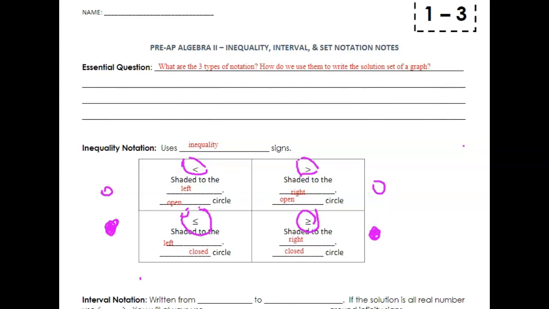An example might be that you have all x values that are less than 1. And here's my number line, and here is 1, and I might have an open circle because the less than sign uses an open circle, and I might be shading to the left, so just like this. Okay, so that's an example of inequality notation and how you would use it.